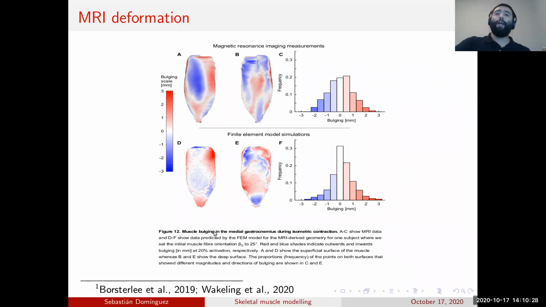So we wanted to compare. Essentially what this is giving you here is the regions where it's bulging in and bulging out, and the white is where more or less it stayed the same, all right? And so you can see, this is the front view of the MRI, the front view of the finite element code, and the back view of the same muscle, and the back view.